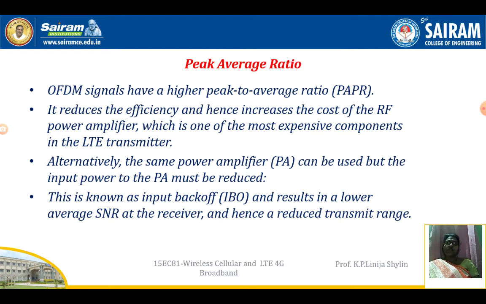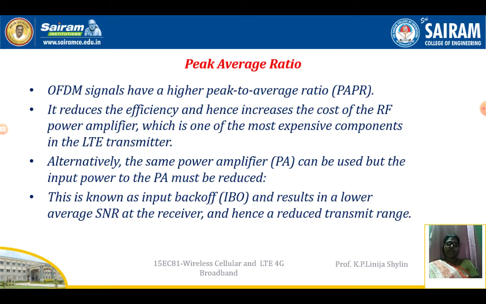And this orthogonal frequency division multiplexing signal will have a high peak to average power ratio, so the efficiency is reduced, and also the cost of the radio frequency power amplifier is increased, as it is the most expensive component required in the LTE transmitter.